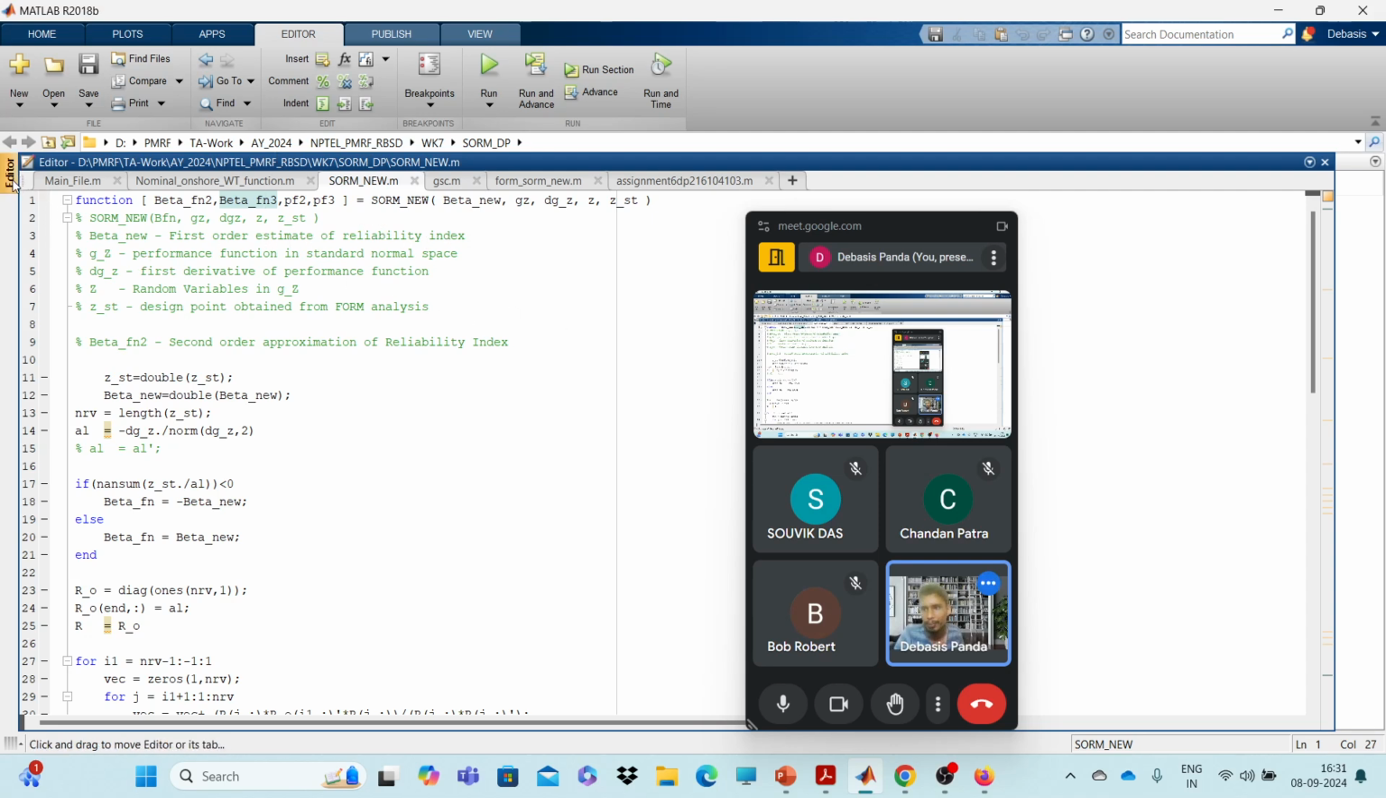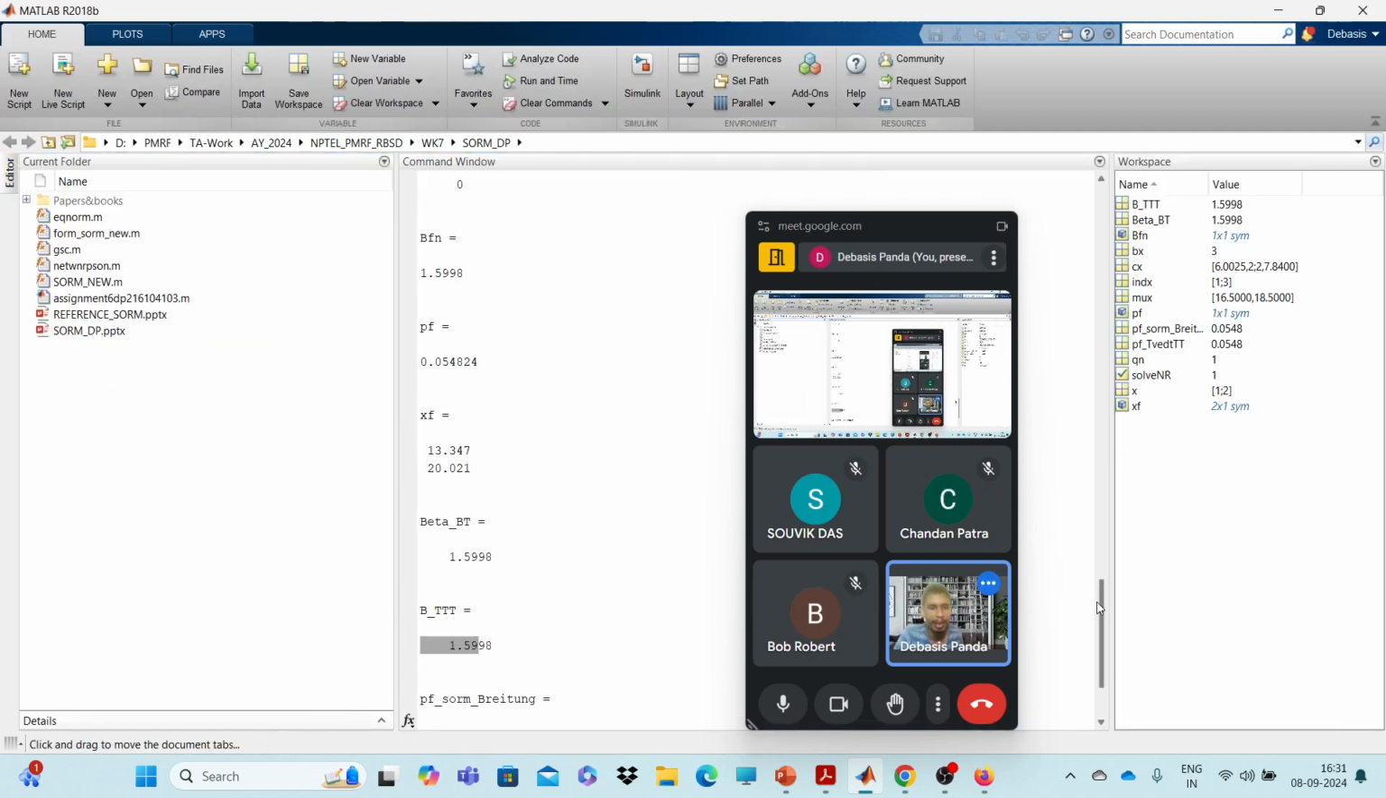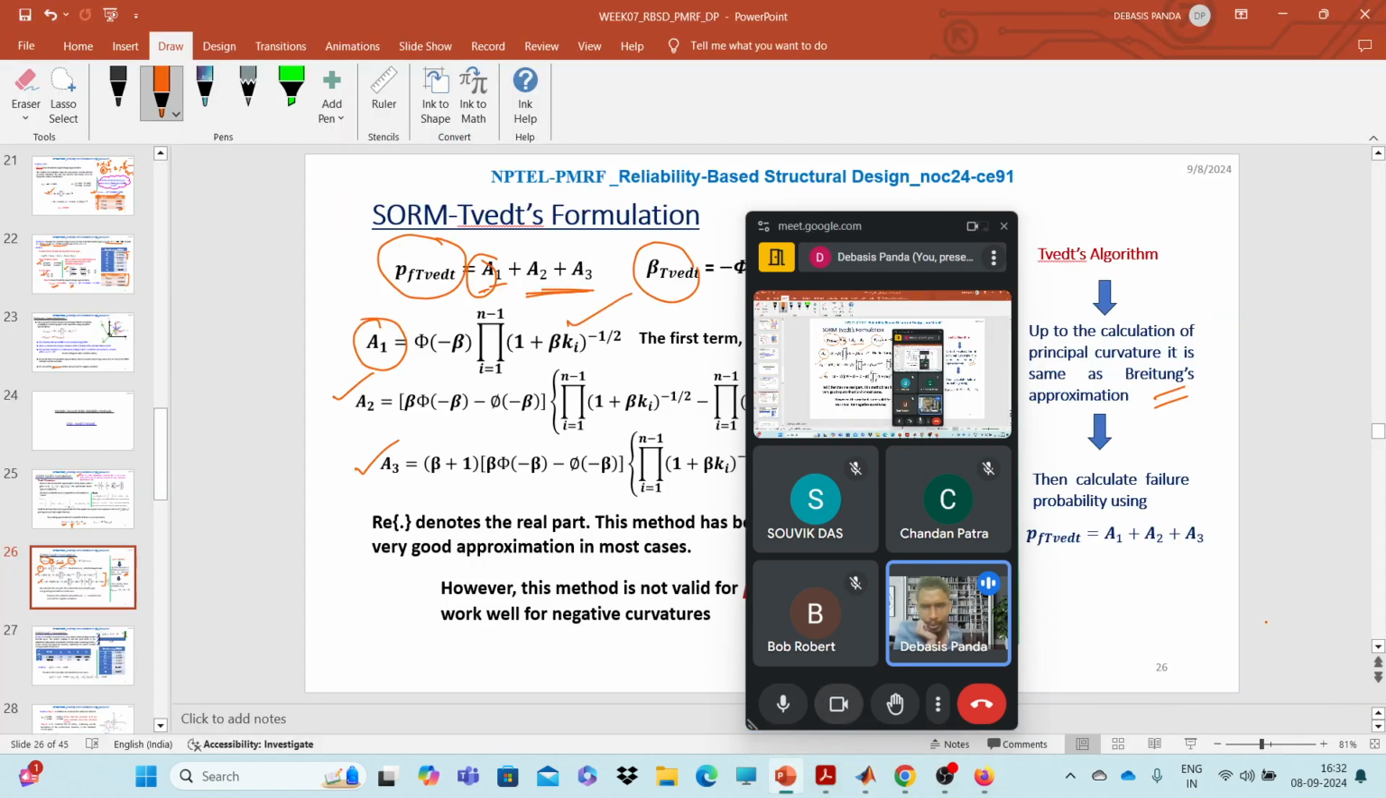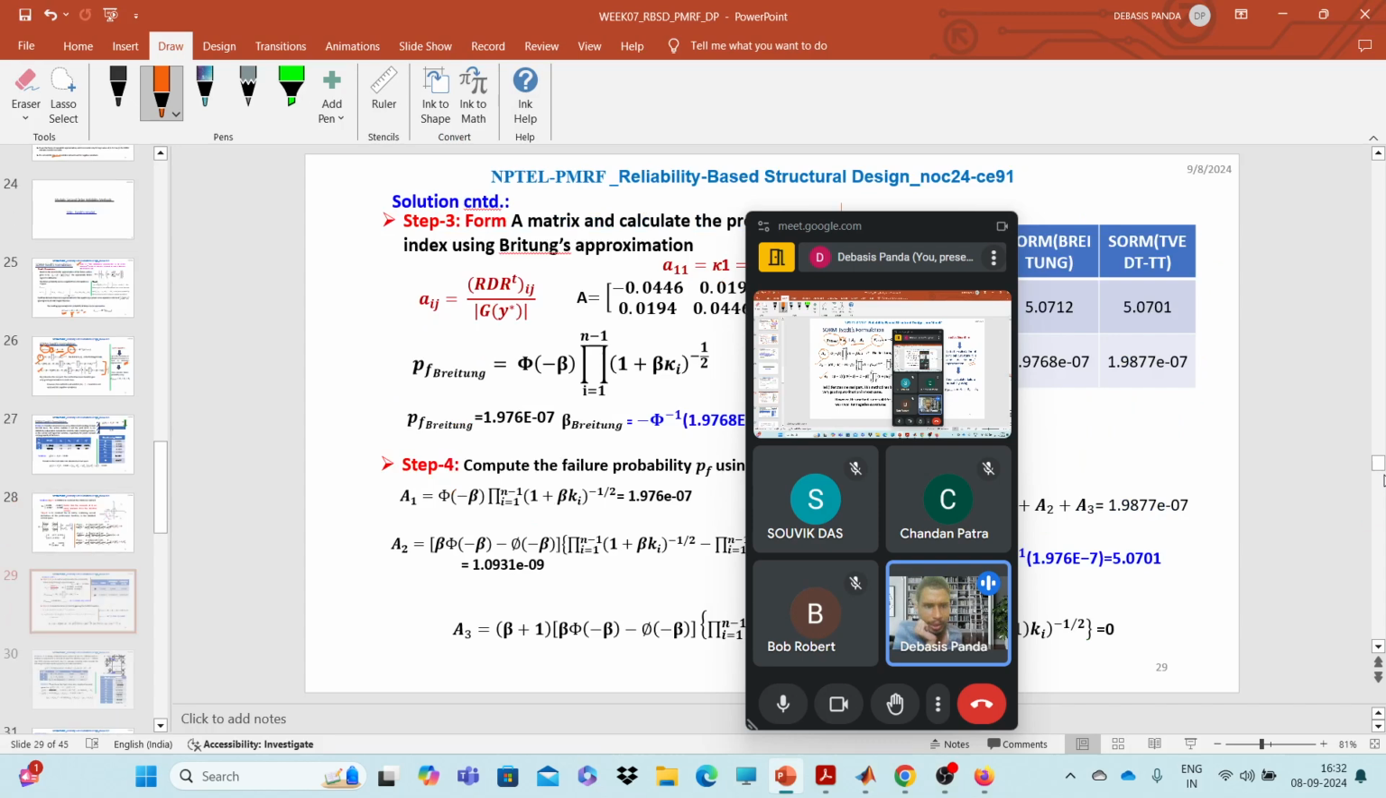That means here if you see the results, you can see it is calculating beta bt, that means beta Breitung, beta ttt, that means the Tvedt model or the three-term approximation, and two probabilities. That means if you run the whole code, first it will calculate the first order reliability method using Rackwitz-Fiessler algorithm, whichever switch you want to turn on. Now it will calculate the Breitung approximation, and lastly it will calculate the Tvedt approximation, and it will give you those three probability of failure values. Like for one example, here we can see we have examples. For the highly nonlinear case, we will check.